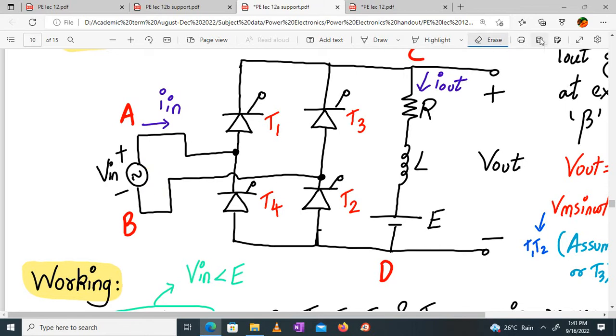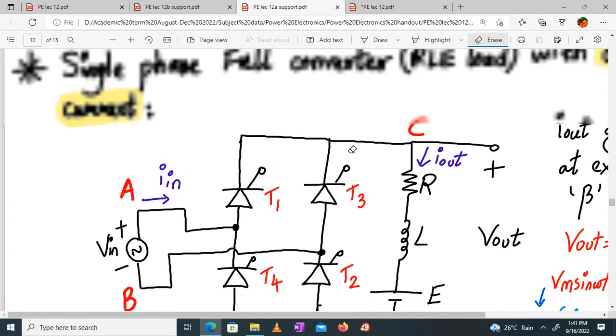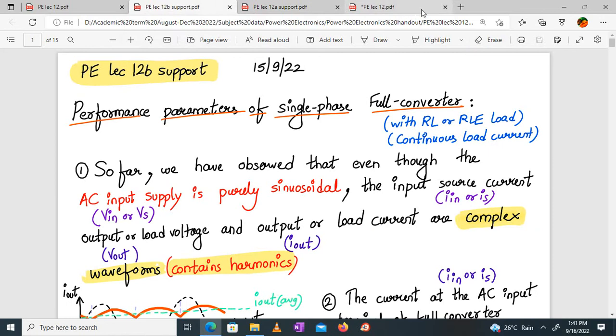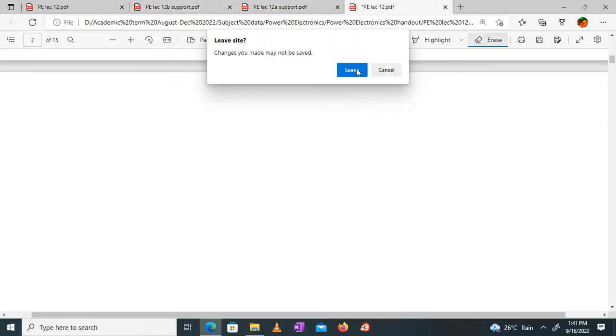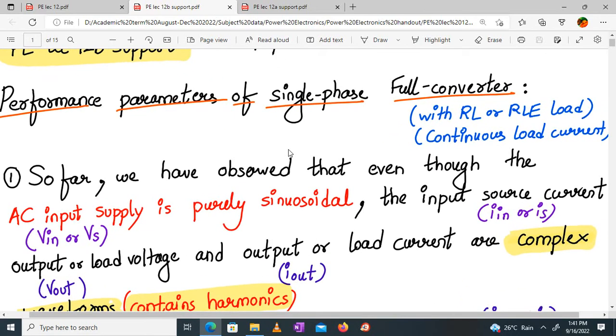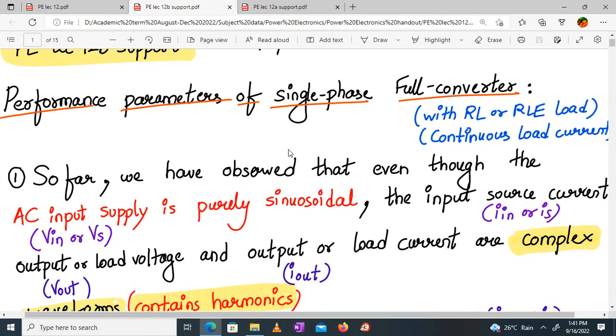Okay, so now we completed the topic of full converter with R, RLE and RL load, with discontinuous and continuous mode and with freewheeling diode. Now we'll come to performance parameters. Write down the topic, performance parameters of single phase full converter.